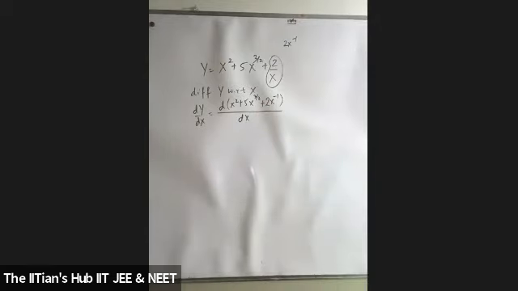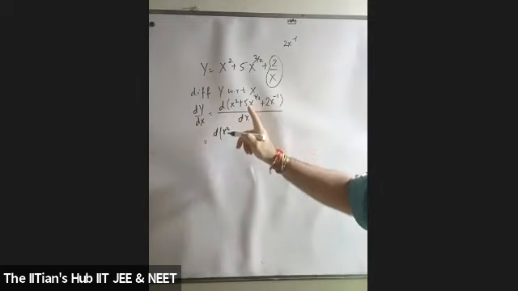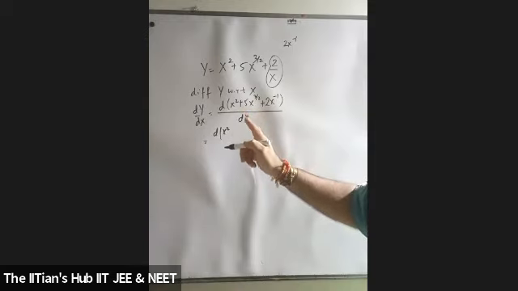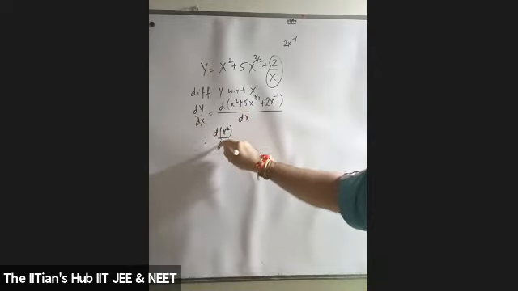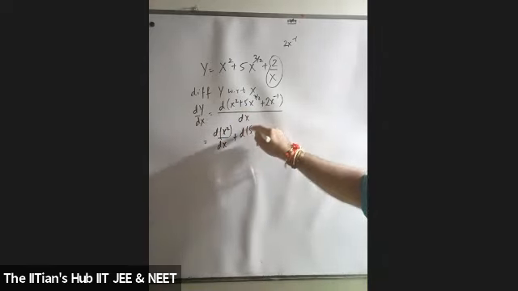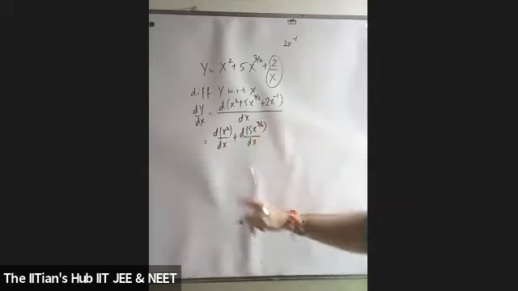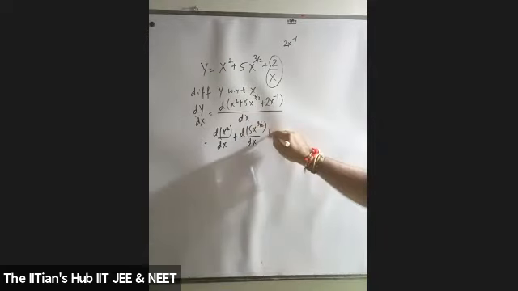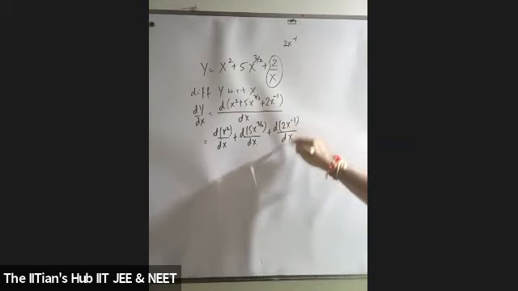Sir, then we multiply d upon dx of x square plus 5 d upon dx of x to the power 3 by 2 plus d upon dx of 2 x raised to minus 1. So which method is this? Is it the quotient rule, product rule, or the sum and difference method? Can I say this is the sum and difference method? Sum method it is. Everything is separated. Differentiating 2 x raised to minus 1 by dx.